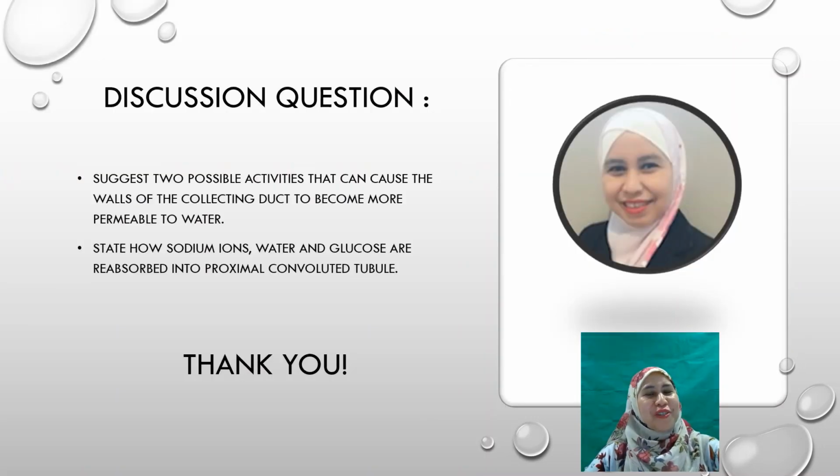Discussion questions with a teacher. First question: suggest two possible activities that can cause the walls of the collecting duct to become more permeable to water. Second, state how sodium ion, water, and glucose are reabsorbed into the proximal convoluted tubule.